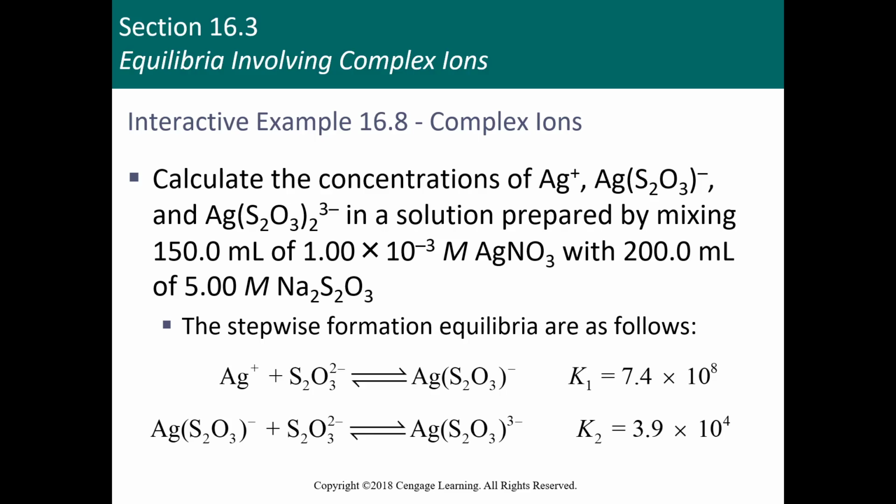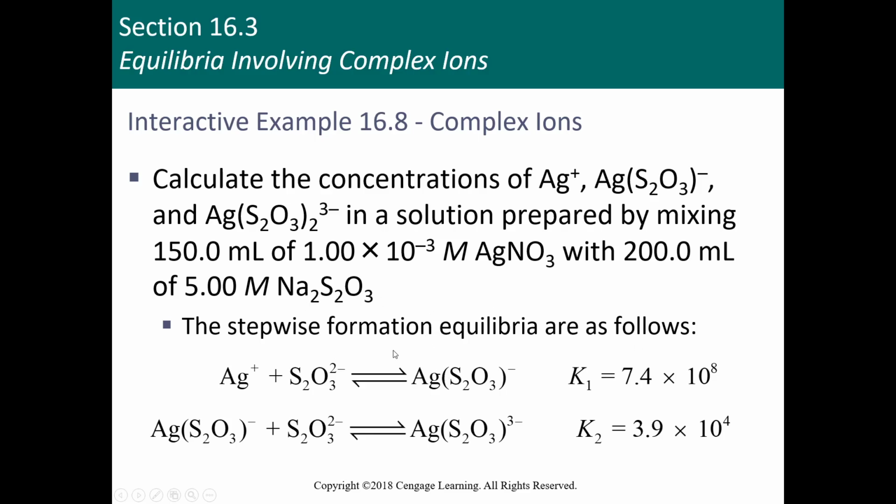So let's calculate the concentrations of silver Ag+, the silver complex AgS2O3-, and the other silver complex which just has two of those S2O3s attached. Notice these are all charged, so these would all be soluble in solution. That's the interesting thing about complex ions: they are charged, they're soluble in solution, they're not like the solid that would precipitate. So, any solution prepared by mixing 150 milliliters of this and 200 milliliters of that.